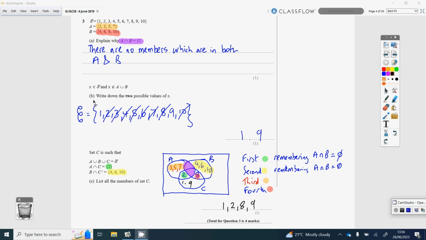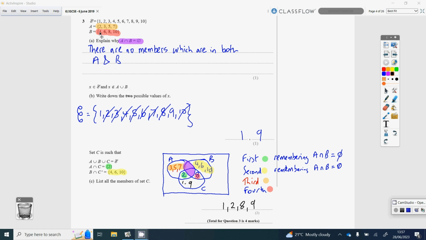Now, for part B, we're being asked for the numbers which are part of our universal set. So they're coming from the 1 to 10. So I've written down the numbers we're going to be selecting from. And then secondly, we're being told that X is not a member. This symbol here means not a member of A union B. Now, A union B means it's in A, or B, or both. So we're trying to exclude the ones that are in A or B or both.